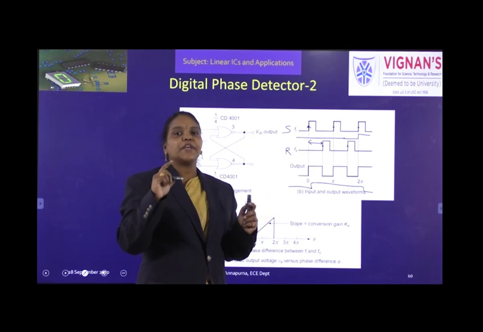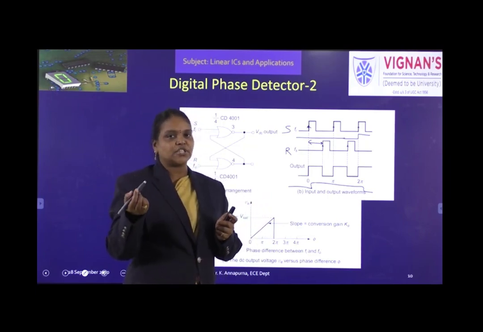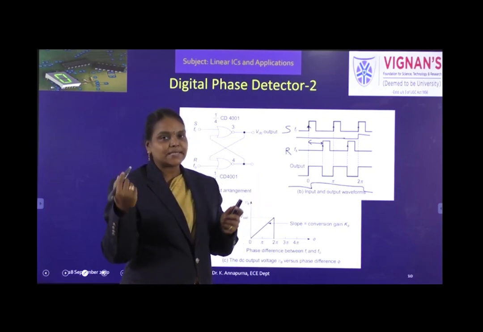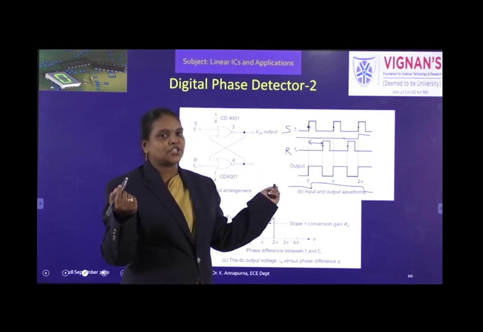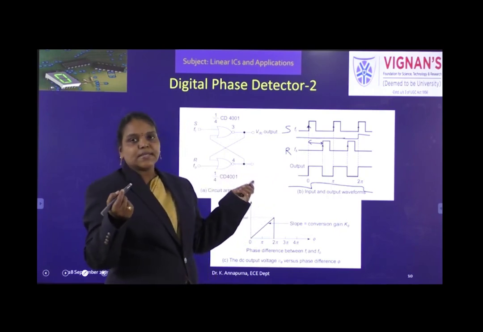Please remember, if the incoming signal is an analog signal, we have to go for analog phase detectors. If the incoming signal is a digital signal, we have to go for digital phase detectors. Okay. And the VCO signal is always a digital signal.